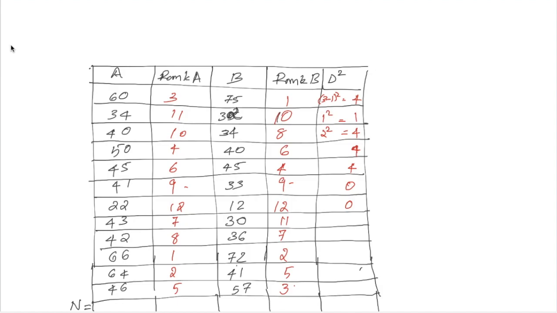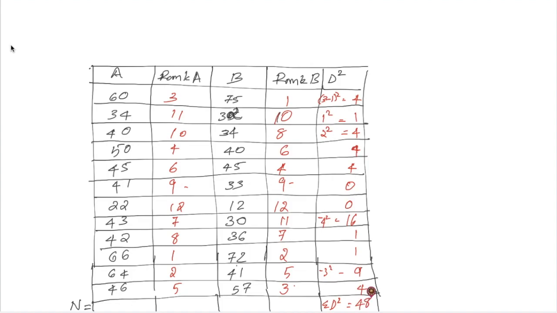7 minus 11 is actually negative 4, and negative 4 squared will be 16. Likewise, the next one will be 1. Here also it is 1. Then 2 minus 5 is negative 3, and negative 3 squared is 9. And the last one is 2, and 2 squared is 4. So we need sigma d square, which is the sum of all these squared differences. Our sigma d square will be the sum of all these values, which is 48.